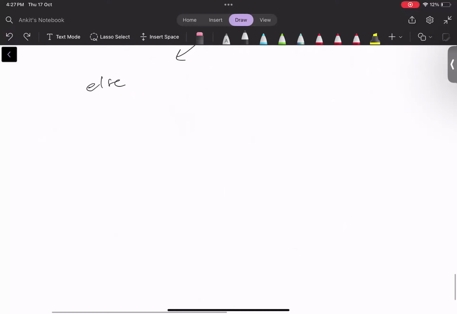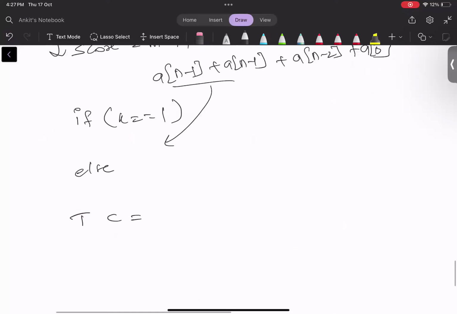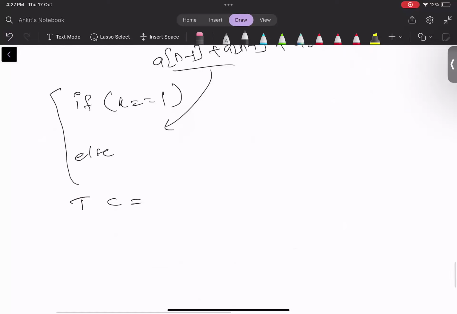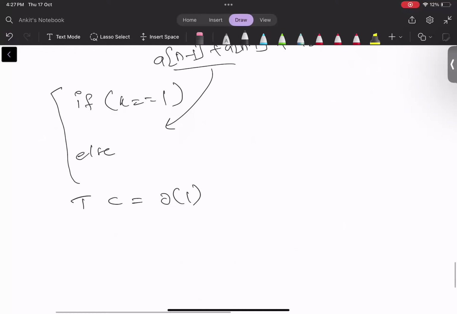Now, what will be the time complexity for this? Did we use any loops here? We are just writing an if and else condition by making some observations. So the time will be constant. Even the space will be constant because we are not using any extra data structure to solve this.